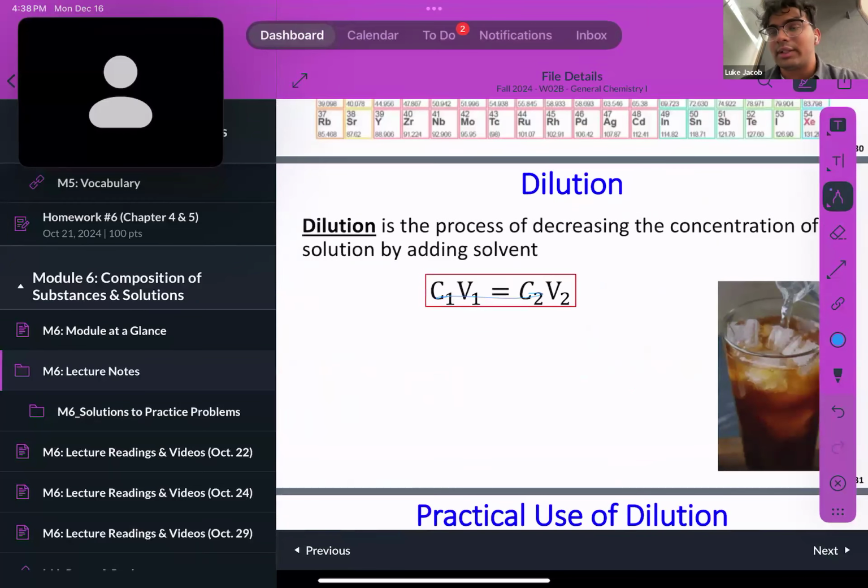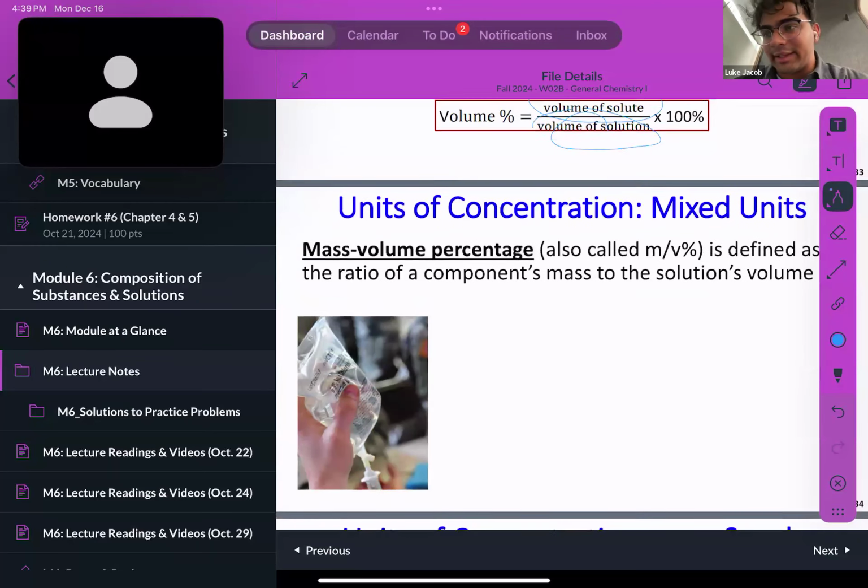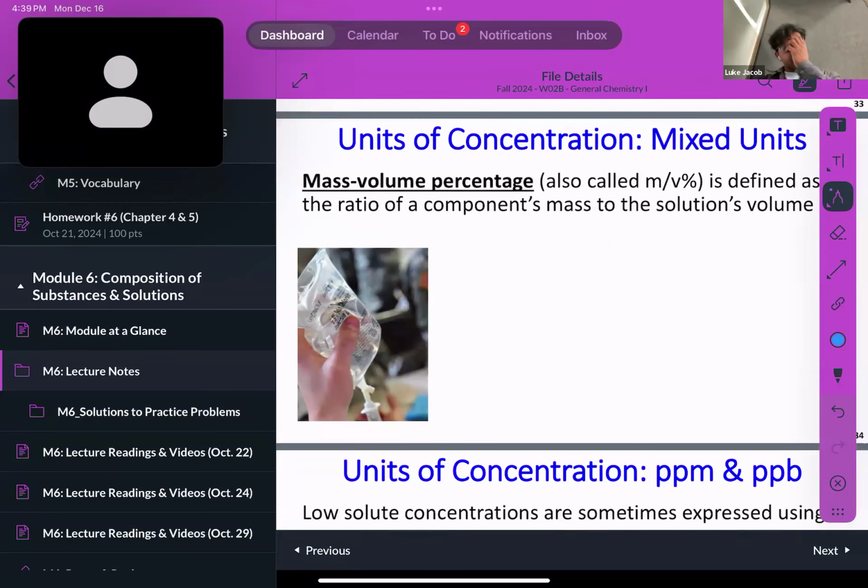There's definitely going to be some question on your test with dilution, and so that's important. Mass percent and volume percent, I highly doubt there would be a question about that. However, I don't want to tell you something that might or might not be on your test, so just know the formulas. Mass percent is fairly self-explanatory: it's part over whole, part over whole.